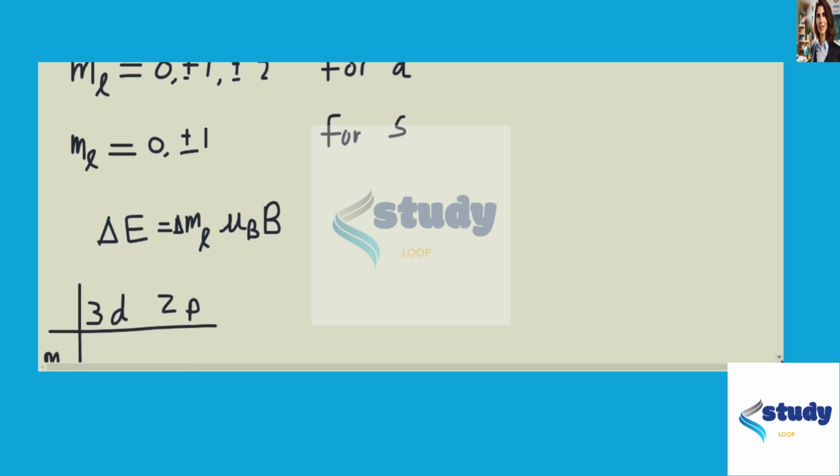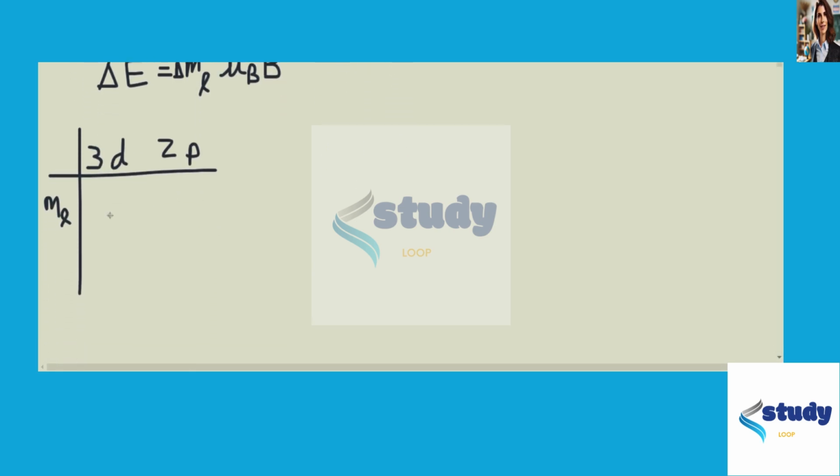So for the first one, the 3D to 2P, we have m sub L from 1 to 1. We can also go from 0 to 0. And what other ones are the same in both? How about negative 1? We have negative 1 and negative 1. So all associated with the delta E value 0. Going from 1 to 1, 0 to 0, or minus 1 to minus 1, there's no change there. Delta E is 0.